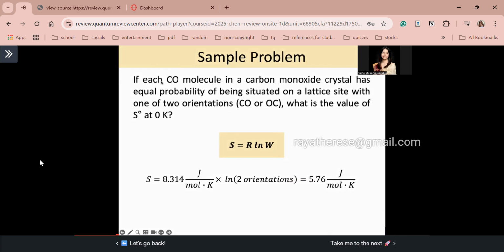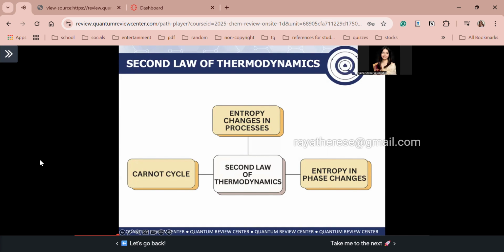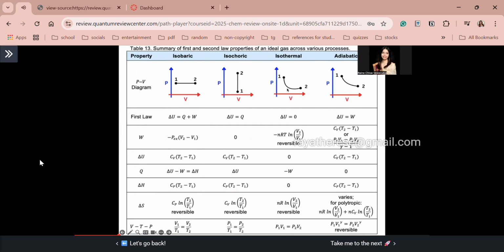Okay? Now, let's proceed to our formal discussion of the second law of thermodynamics. Syempre, intro pa lang yung kanina. So, for second law of thermodynamics, we will discuss entropy changes in processes, entropy and phase changes, and the Carnot cycle. So, the Carnot cycle is an application of the second law of thermodynamics. Okay, so table 13 in your physical chemistry manual summarizes the first and second law equations. So, this is based on the various processes as shown here.